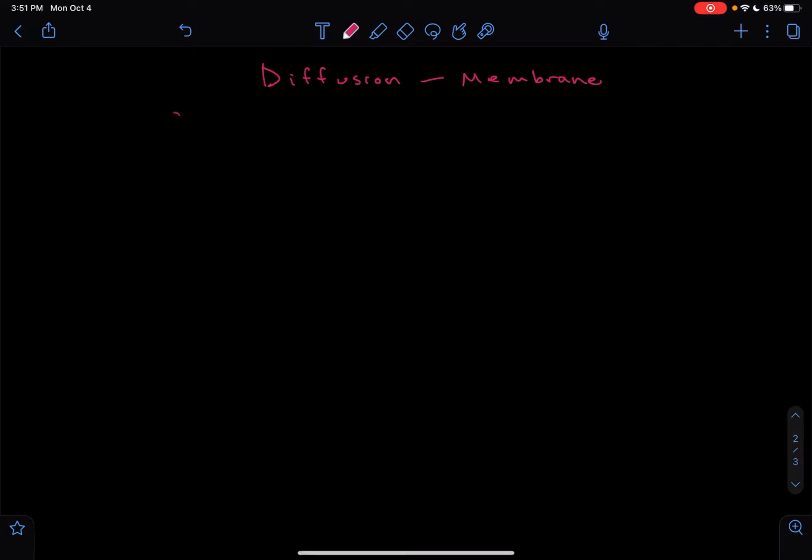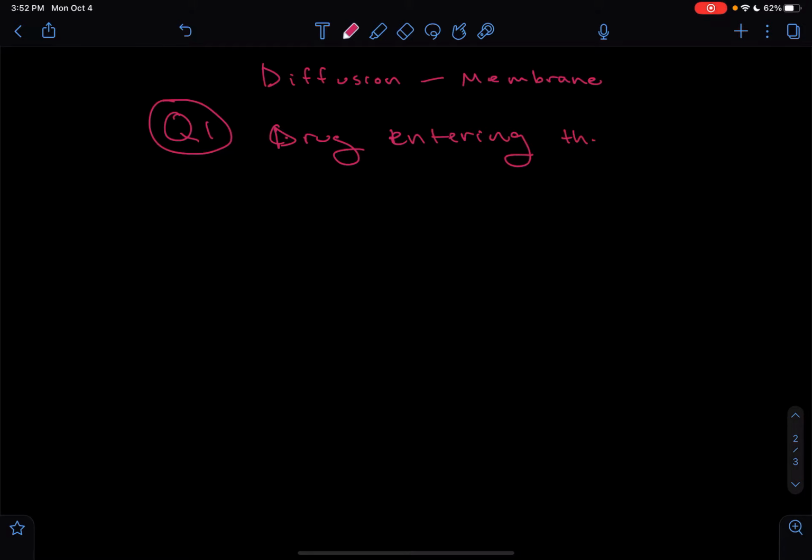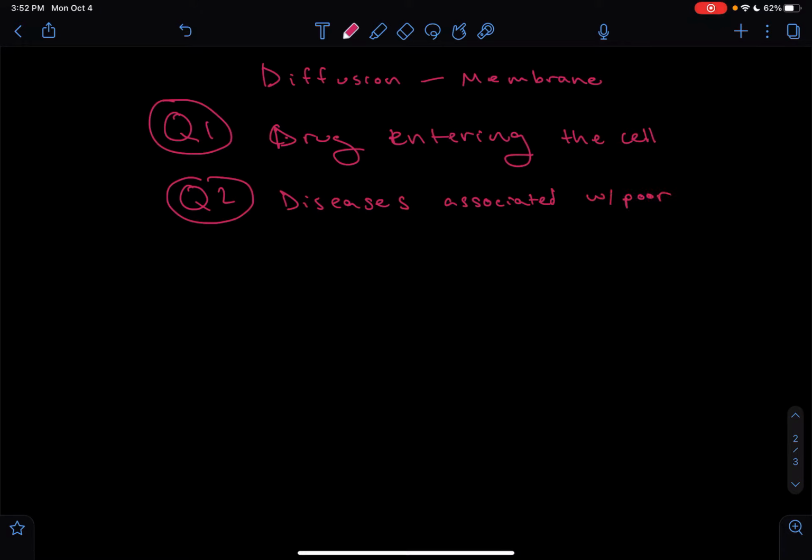First thing you want to ask yourself is, how do drugs entering the cell have anything to do with diffusion across a membrane? So, drugs entering the cell, right? The second thing that you want to ask yourself is, what types of diseases are associated with poor diffusion, right? So question number 2 is diseases associated with poor diffusion. If you keep both of those in mind, then you'll kind of get an idea of what you're supposed to be looking for throughout the video.